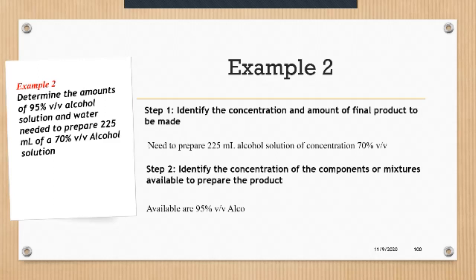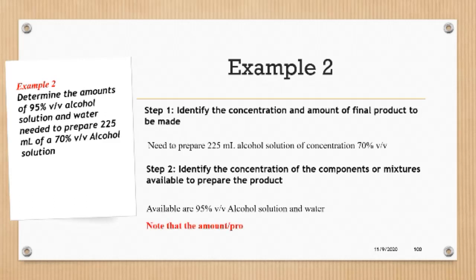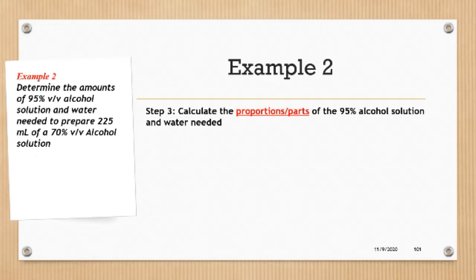Identify the concentration of the components that we're going to be mixing. We're going to be mixing 95% alcohol solution and water. Note that the proportion of these ingredients must be determined. So we're going to calculate the parts. Again, we want 70%. We have 95% alcohol and we have water.